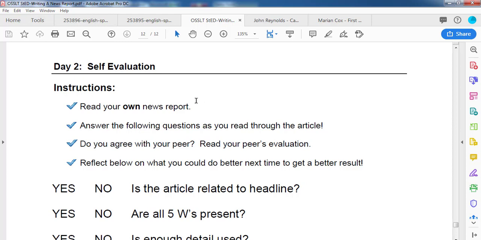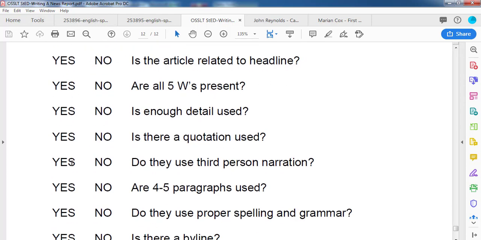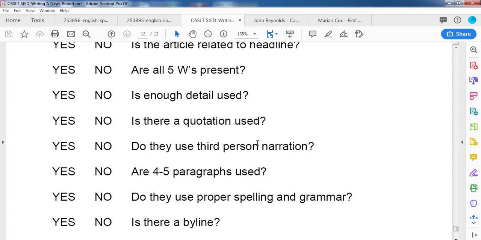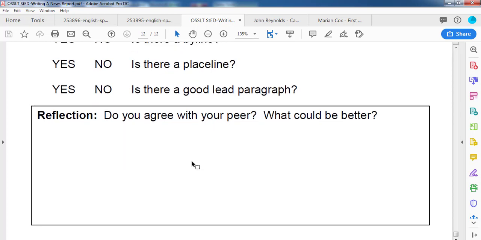Okay, this is something called self-evaluation. If you trust your students, or if you have the feeling that they master the art or the skill of writing the newspaper report, then tell them to make a self-evaluation. Give them this list and let them check their writing on their own, okay, by themselves. You see?